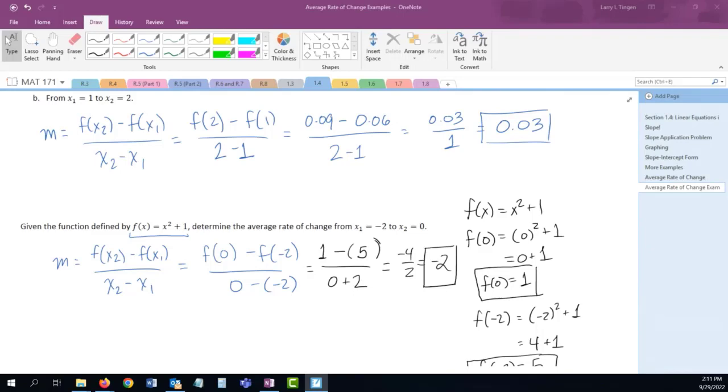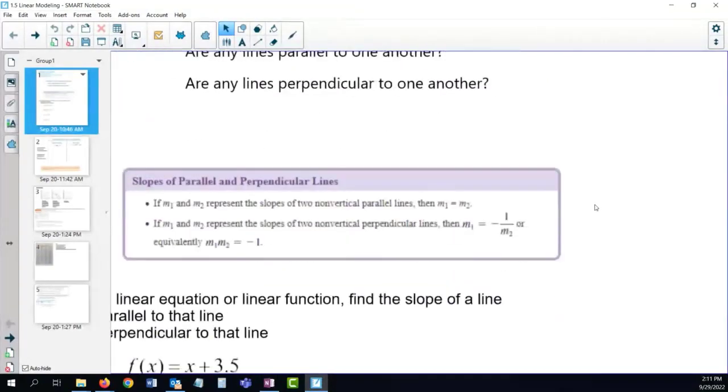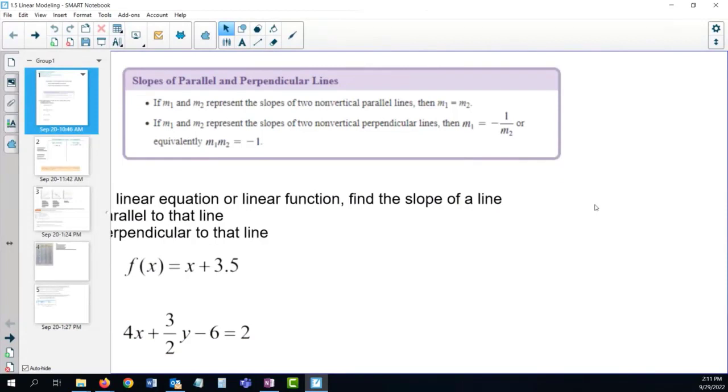Leave it there because 1.5 is very short. So I want you to give it a shot, because the only new piece of information in 1.5 is the slope. If you find a line and you know its slope, find the slope of a line that's perpendicular, find the slope of the line that's parallel. So take a look at 1.5.